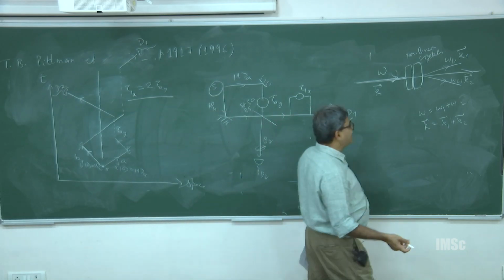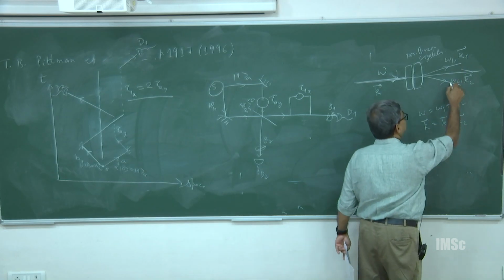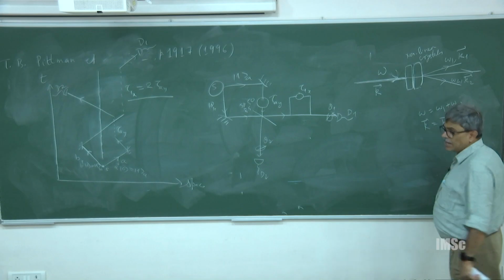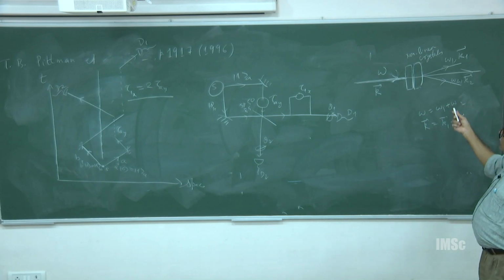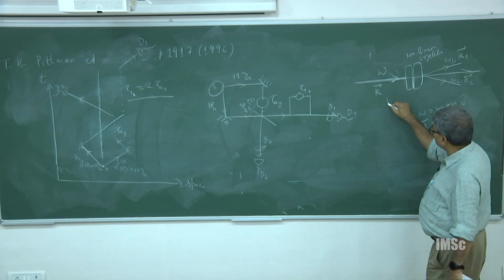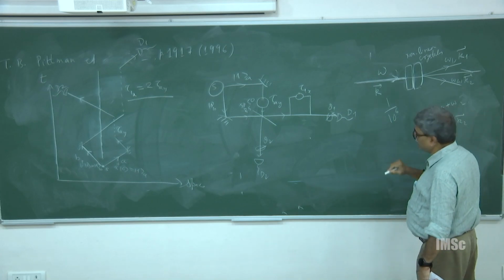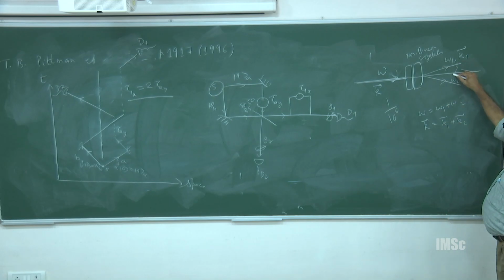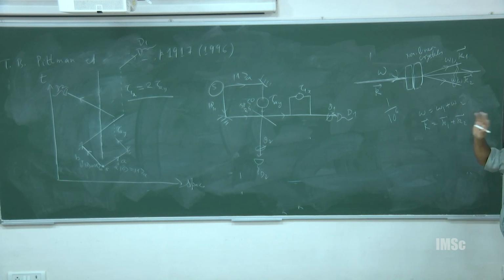So what happens is the state of this system. As I said, most of the times this light will pass through, nothing will happen, but very rarely, I think of the order of 1 by 10 to the power 6, with this probability the splitting can happen, and the joint state of this will be a two-mode squeezed vacuum state like thing.